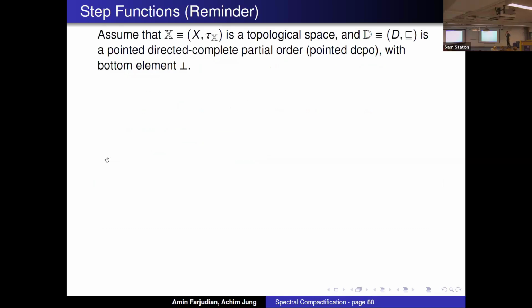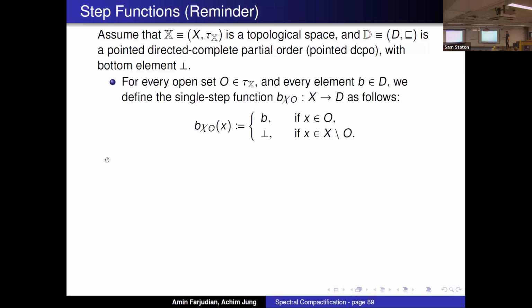But for the function space, to see what it's like, we've got to say what a reasonable basis for that function space looks like. For that, we need a reminder of what step functions are. Imagine X is a topological space and D is a pointed DCPO. Pointed means it has a bottom element. For any element B in the DCPO and an open set O in the topological space, we define this step function, which you can read as B multiplied by the characteristic function of O, which for every x in O gives us B. For every x outside of that open set, it just gives us bottom.